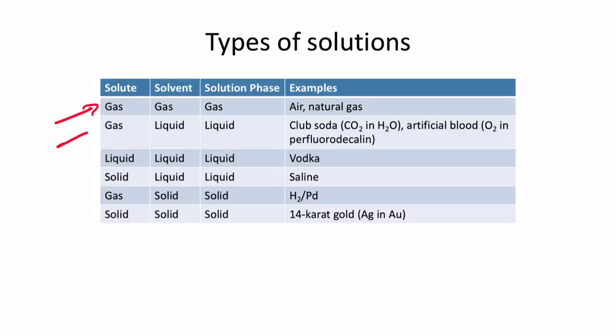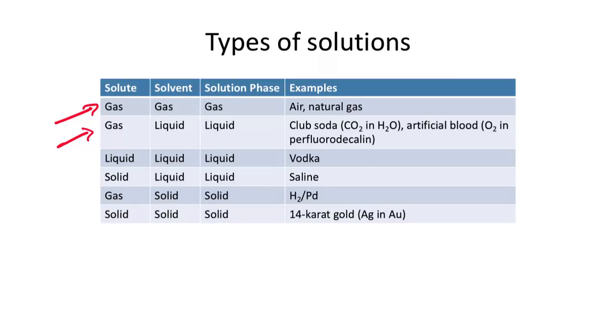For example, air has in it nitrogen and oxygen and carbon dioxide and water vapor and argon, a bunch of other things in there. Or you can have a gas that's dissolved in a liquid, in which case the solution phase is also a liquid. Think of club soda, which is carbonated soda. It has carbon dioxide dissolved in water. Another example is something called artificial blood. They use this in movies to simulate blood, but also in hospitals or research. You can have oxygen dissolved in perfluorodecalin.